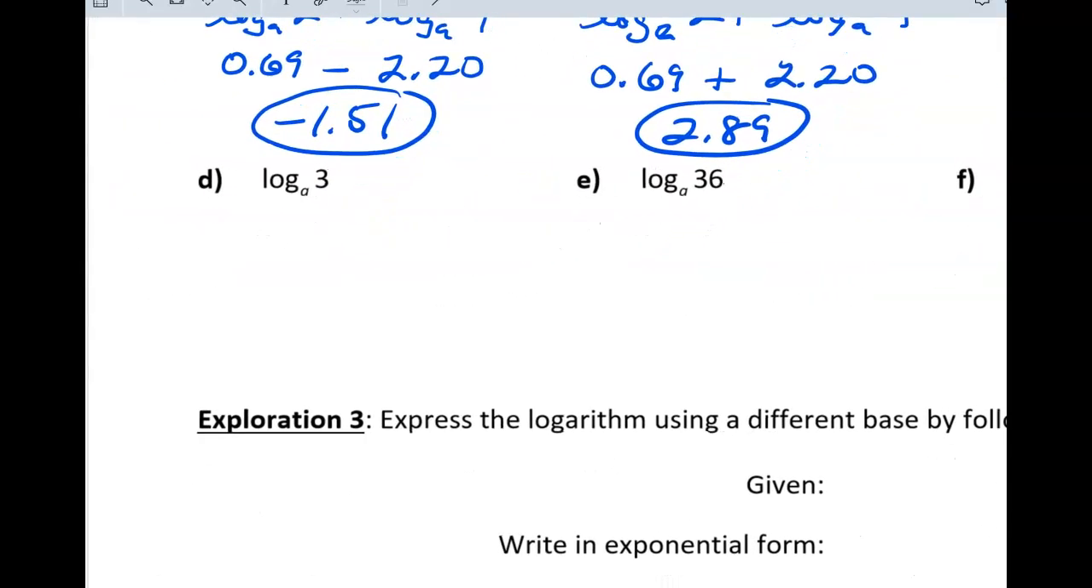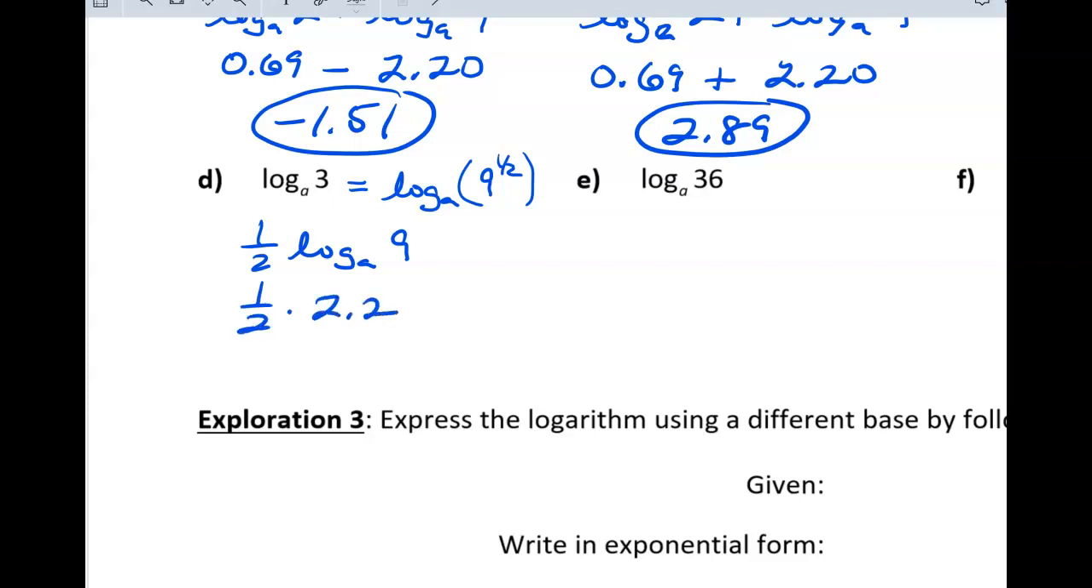In D, we have the log base a of 3. Now 3 is a little bit more tricky. What you have to realize there is that 3 is 9 raised to the 1/2 power, or the square root of 9. So we can use the power property here as well. And then log base a of 9 was 2.20. Multiplying those two together, we've got 1.10.